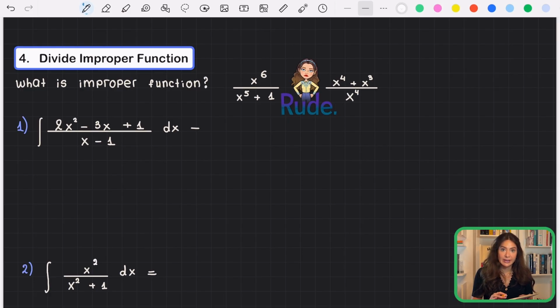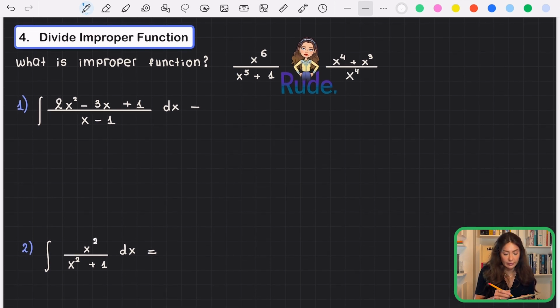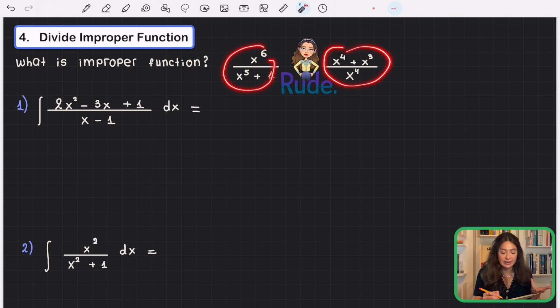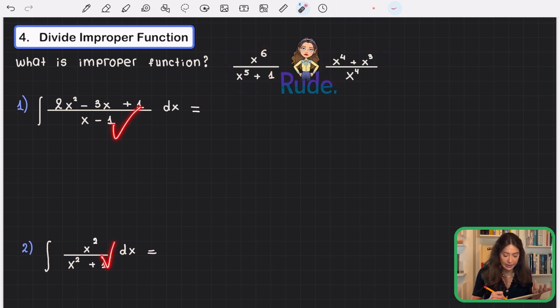Rule number 4, divide improper function. These are one of my favorite integrals because it's so confusing. You can do anything to these integrals and you can't solve them until you make them proper. And what makes a function improper or rude? Remember it like this: rude or improper function is the one that is presented to you like these. These are examples that we can discuss so I can explain what an improper function is.